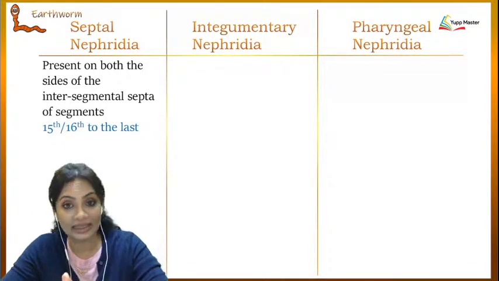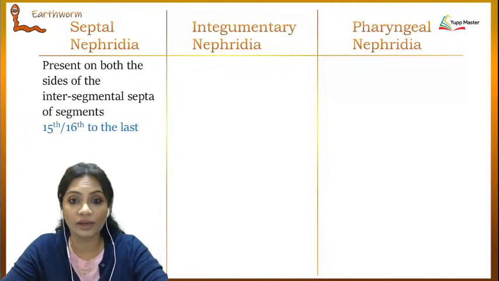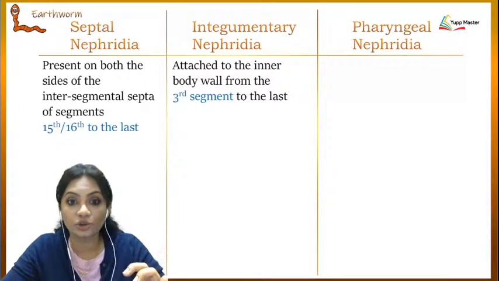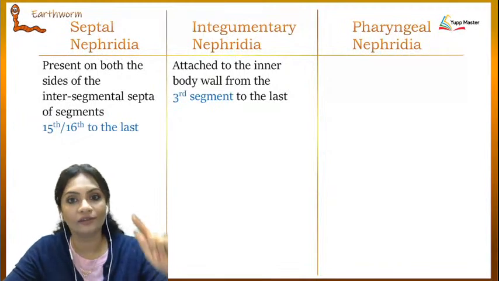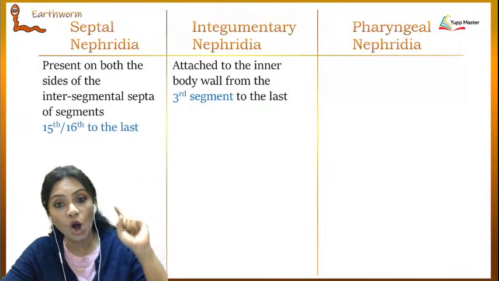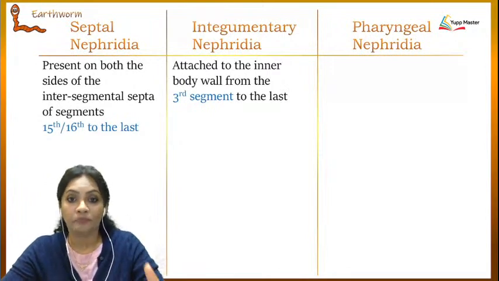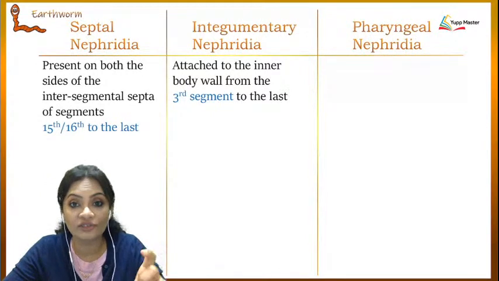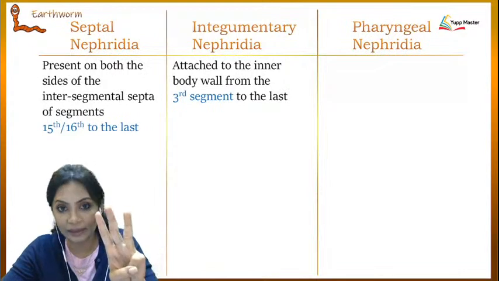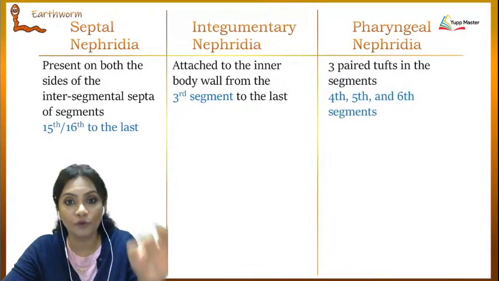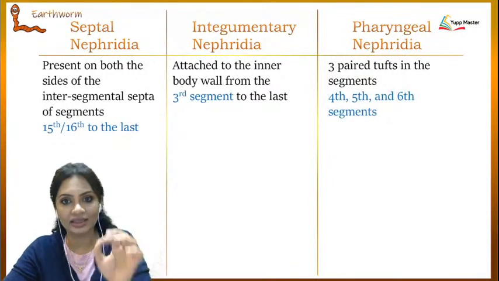Talking about the next type of nephridia, the integumentary one, that nephridia is attached to the inner body wall. But where is it found? Right from segment number 3 all the way till the last. And the third one, these were the ones which were present in tufts in 3 segments. Which segments? Segments number 4, 5th and the 6th segment.